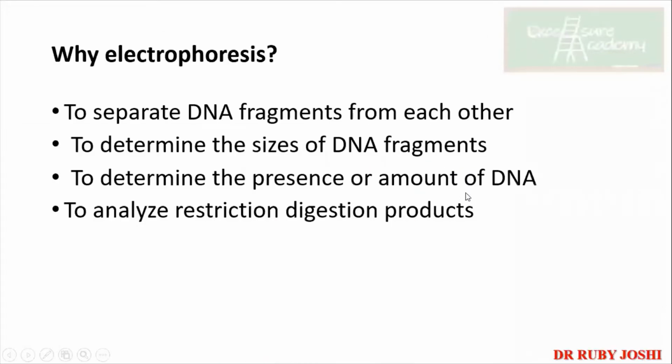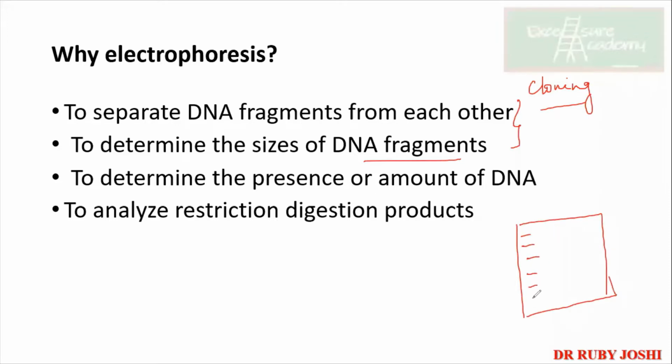So why electrophoresis? Of course, to separate the DNA fragments from each other and to determine the size of the DNA fragment. This is important. The size of the DNA is going to help in understanding when you're going to do the cloning. Suppose you are running the gel and you have got the marker. This is the marker, the DNA ladder. This is of already predetermined size for each range. It is given in the protocol, the pamphlet which is provided with the kit.